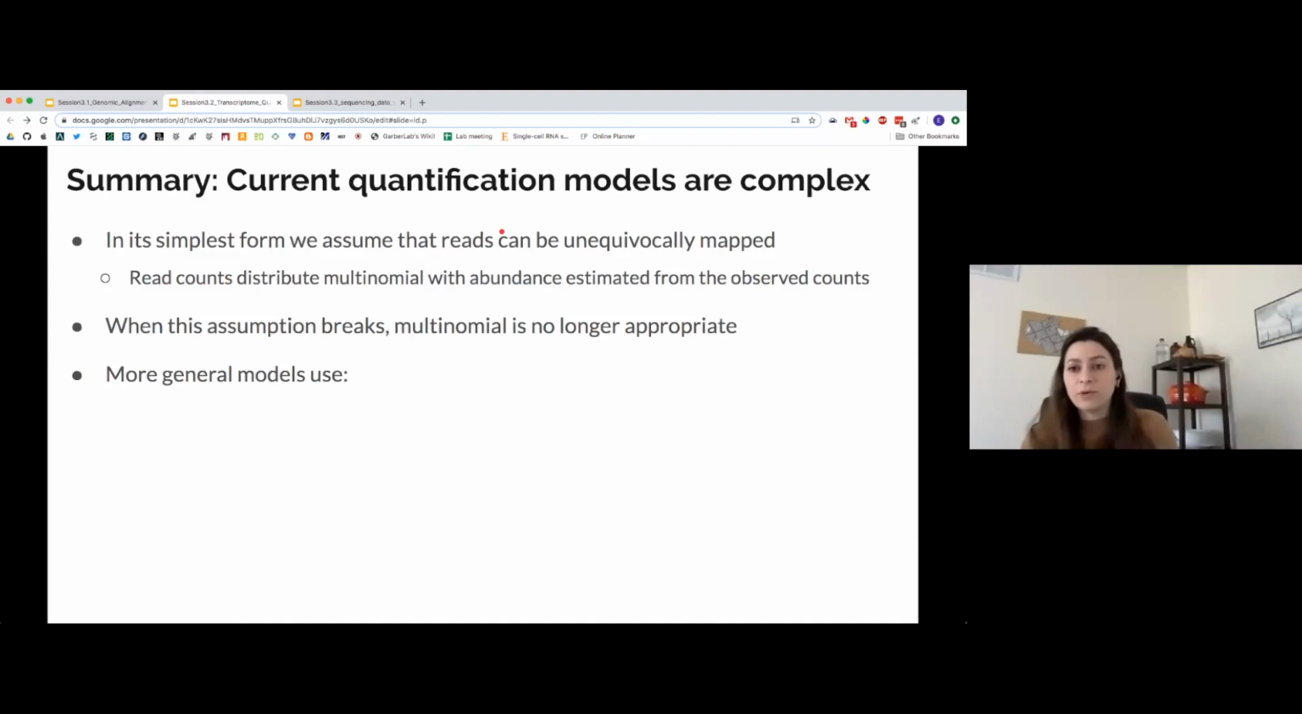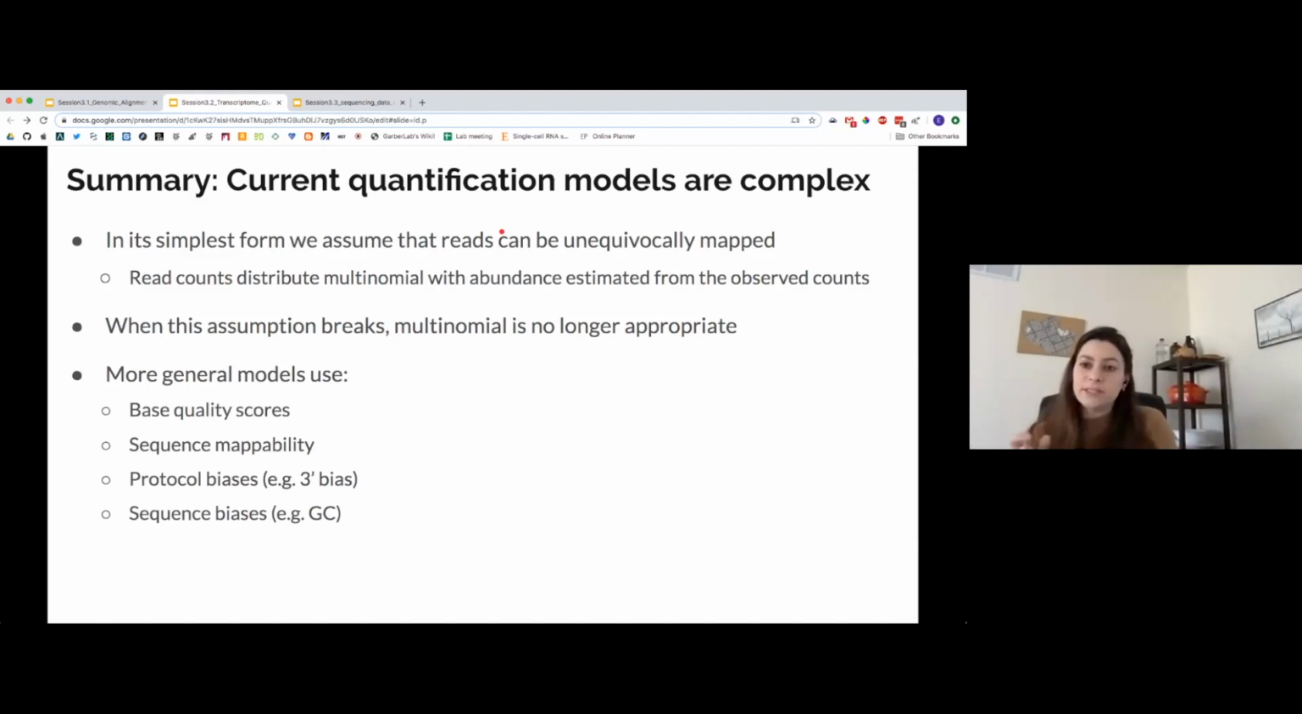And the more general models that take care of additional information to accommodate the uncertainty of the data will use the base quality score, which informs how good an alignment is. It'll use the mappability of the sequence, or how many alignments it got all over the genome. It'll use the information of protocol biases, or if there is a certain trend to get more reads from a certain region of your genes. And it will use sequence biases. For example, are you more likely to get fragments from regions that are GC rich or GC poor?